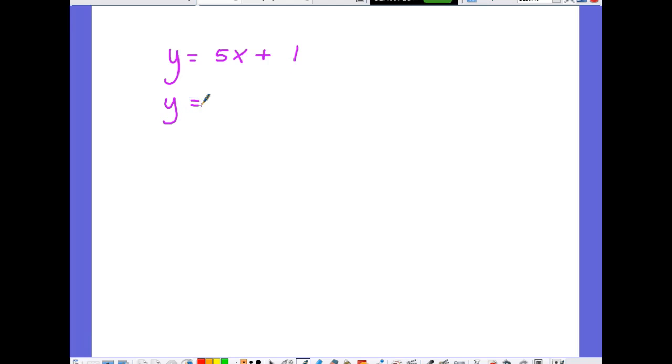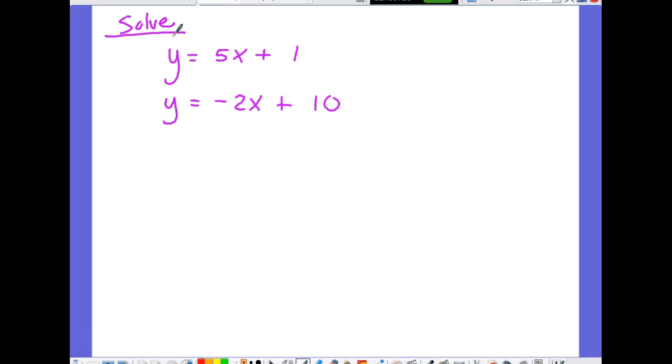equals negative 2x plus 10. We're being asked to solve this. Okay, find the answer. Well, you could graph it and estimate where they're crossing by hand, right? But a graphing calculator will do it for you as well.